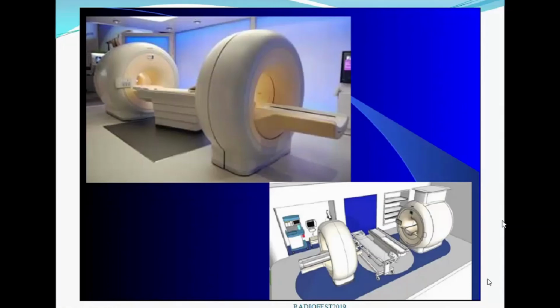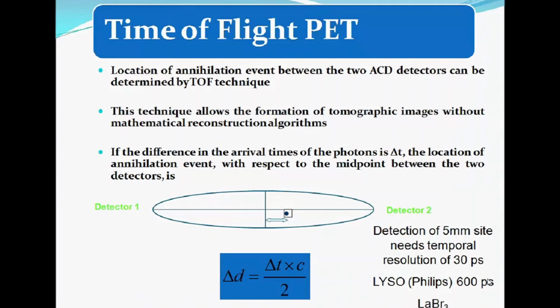Time of flight is a new technology. The decay time of the system is used to register the event, and a time of flight machine is very fast in data acquisition. Right now, this is not a true time of flight, but yes, we have a good Philips system with timing resolution reduced to 529 picoseconds. We are using LYSO crystal.